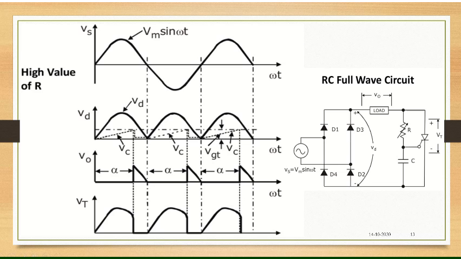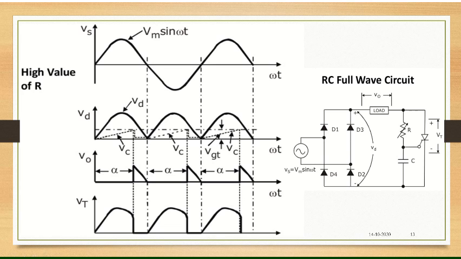If the value of R is high, then the time taken for this voltage across the capacitor to rise and reach this VGT level is more. It is taking more time, based on the value of R. If the value of R is high, then the time for the voltage to reach VGT will be more. In turn, it means that the alpha angle will be more.